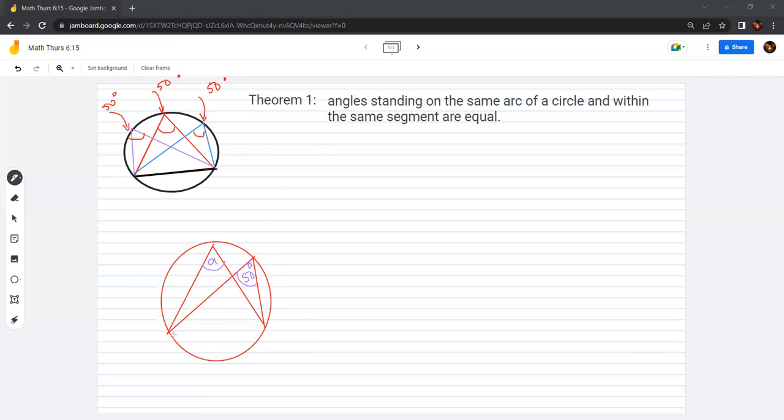Now, if you notice, both of these angles are coming off of the same chord, which is this one. So once they are on the same chord within the same segment, they are equal. So that means A will be 50 degrees. All right, so that's theorem 1.